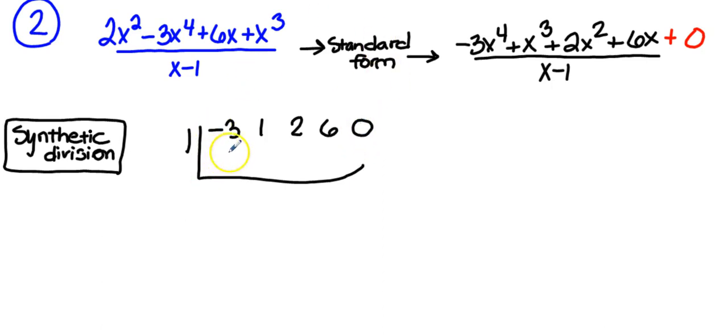Let's check our answers. So we drop negative 3. 1 times negative 3 is negative 3. Add straight down, negative 2. Multiply, negative 2. Add down, multiply, add down, multiply, add down.